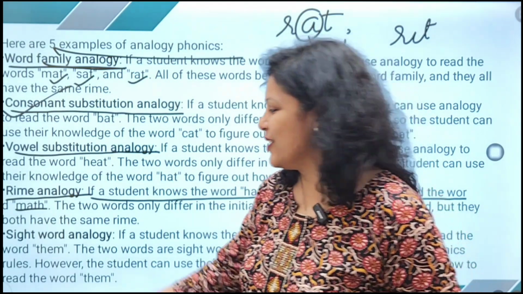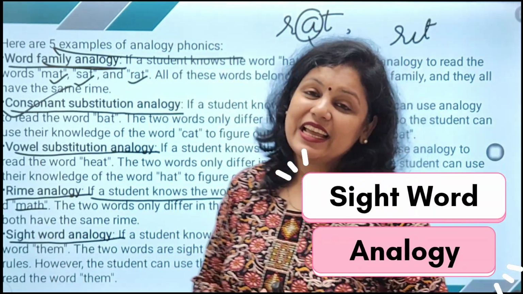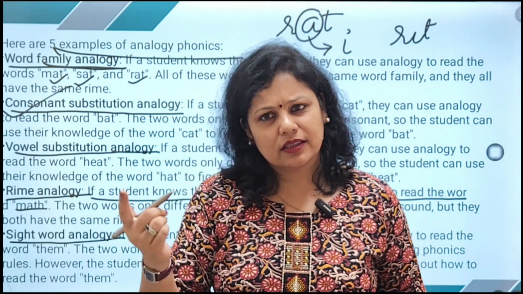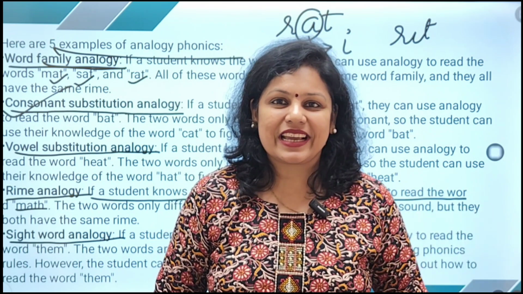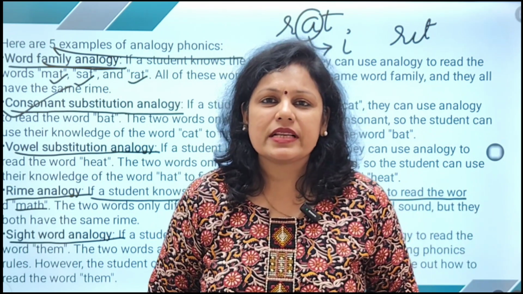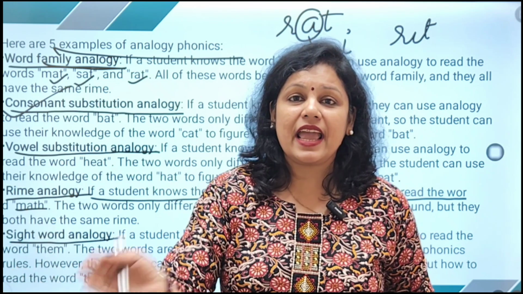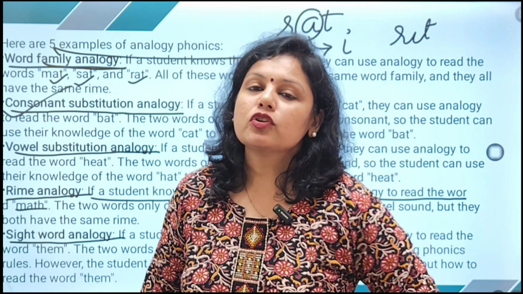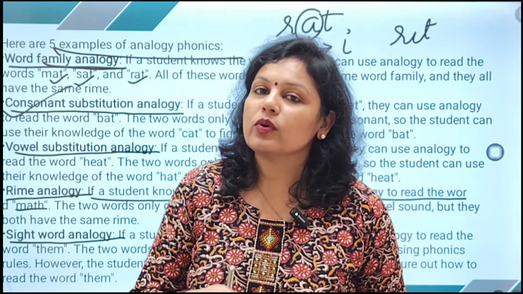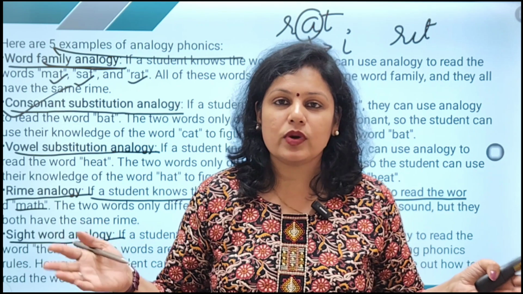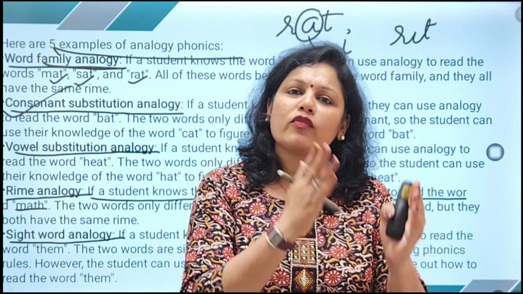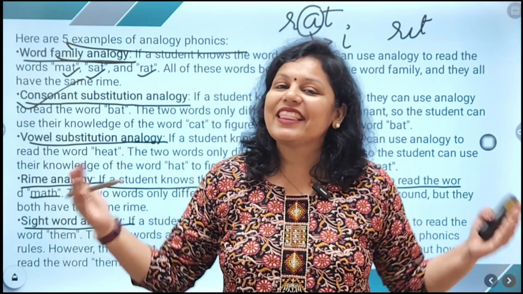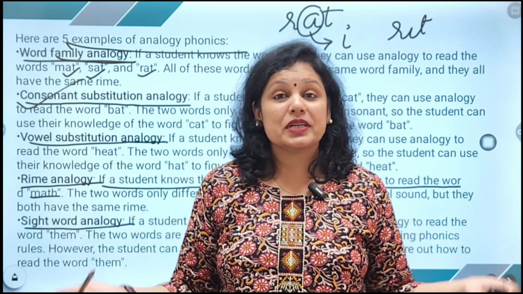Similarly, we have one more analogy. This is sight word analogy. Now, what is sight word analogy? If one sight word is my, the other may say buy, the other one may say cry. If the first one is to, the other one may say do. Similarly, he, she, me. Once the child knows the sight words, the child may apply the knowledge of the sounds given out by that sight word to some other sight word also, and that is what is known as sight word analogy.